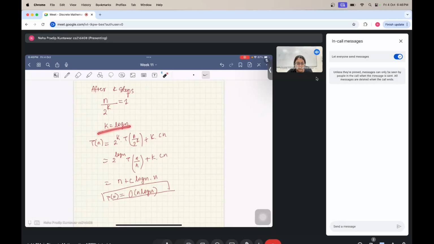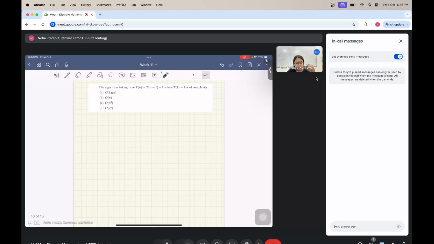And once you substitute k to be log n, you just wait until the problem becomes so small that it's trivial, and then substitute for that k, and then you get this as n log n. So if that is fine, we'll move to another example, which will just give you more grip over solving such recurrences.